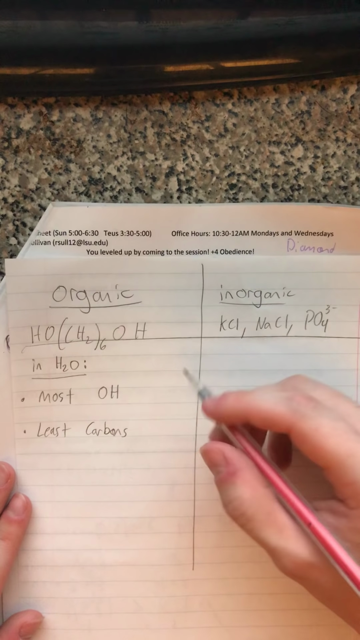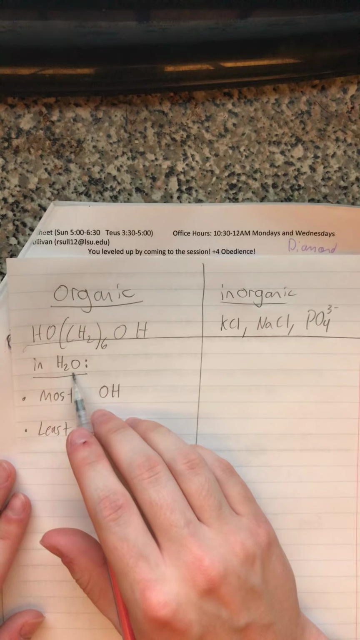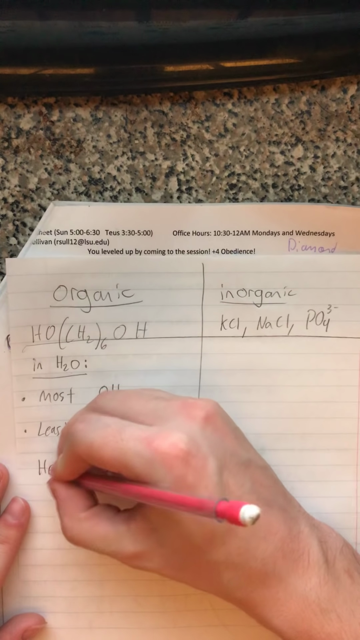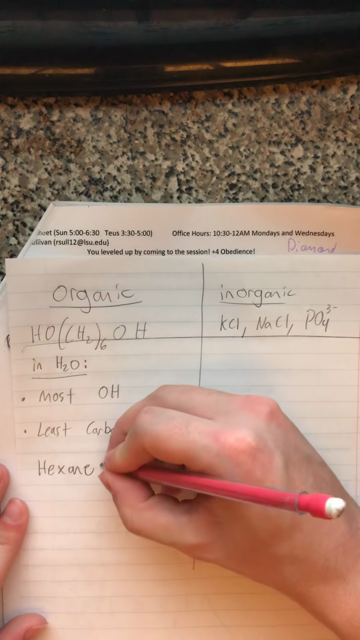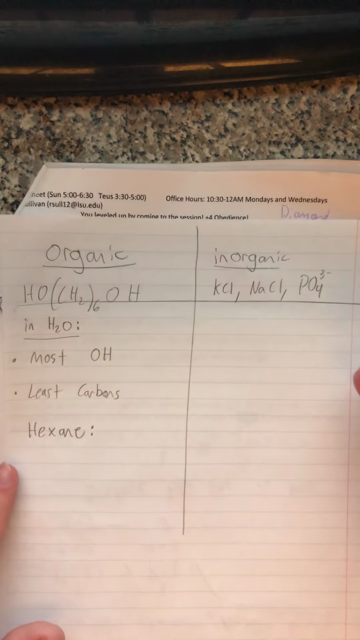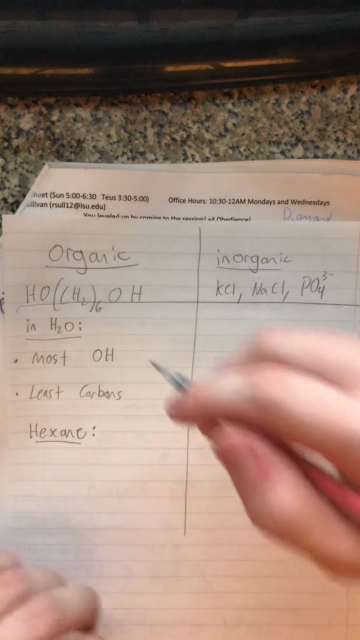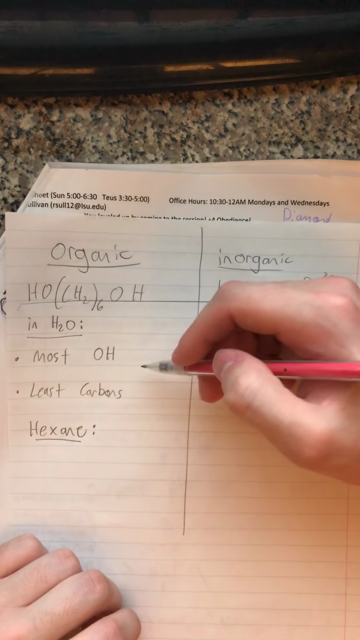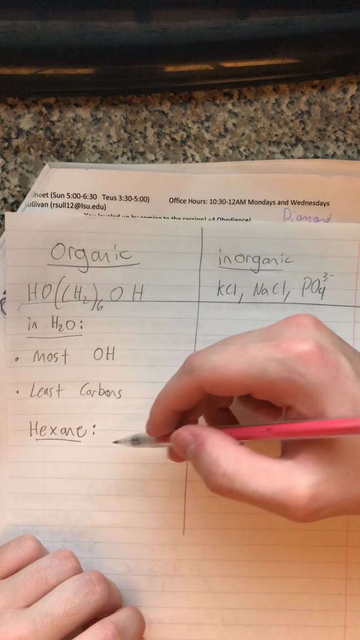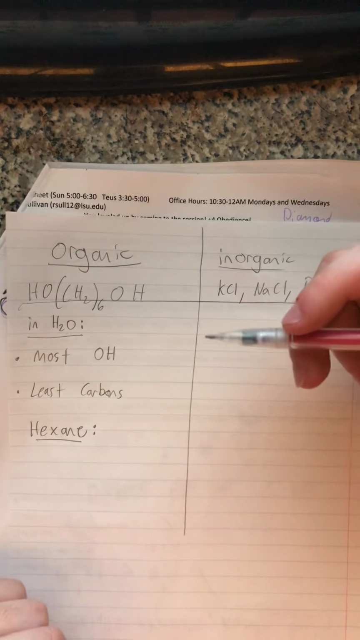The other thing to notice is that they will either give you water as the solvent, or they will give you something called hexane as the solvent. The only difference between water and hexane is that this order will flip for hexane. So water and hexane have opposite orders to each other.